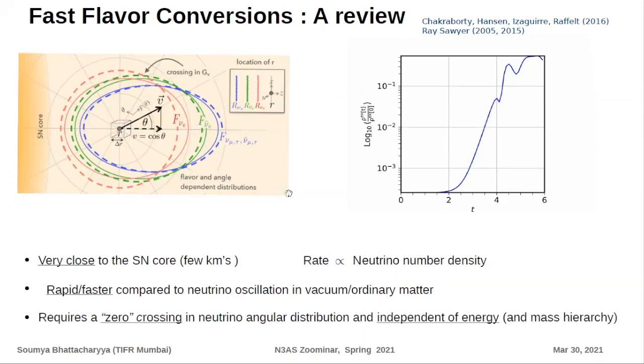And also, this plot basically explains how this flavor conversion happens. One can see that with respect to time, there is an exponential growth in the flavor. And it's quite fast. And this left plot actually explains one thing. This flavor conversion requires a zero crossing in the neutrino angular distribution, and it's independent of energy or mass hierarchy. So this is one important point for fast flavor conversion to happen. Basically, the neutrino angular distribution has to go through a zero crossing.